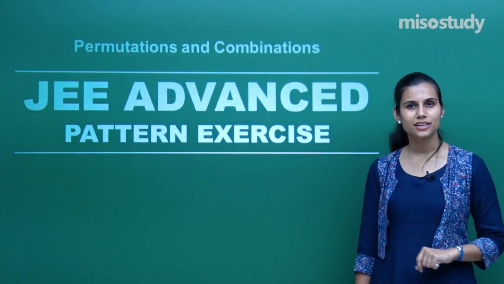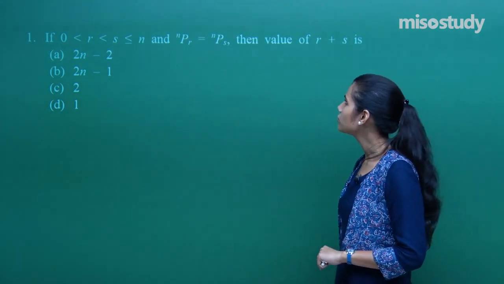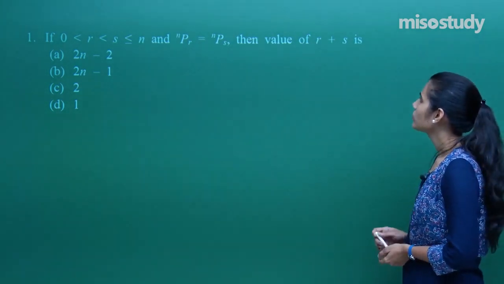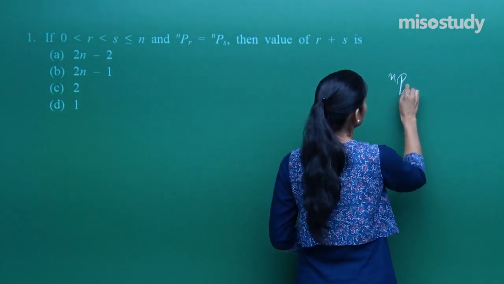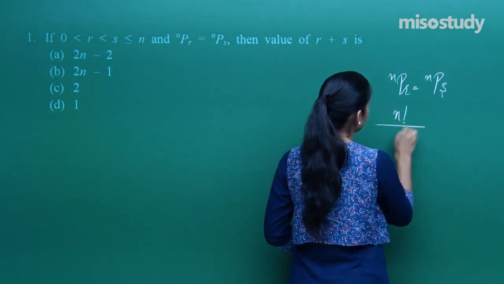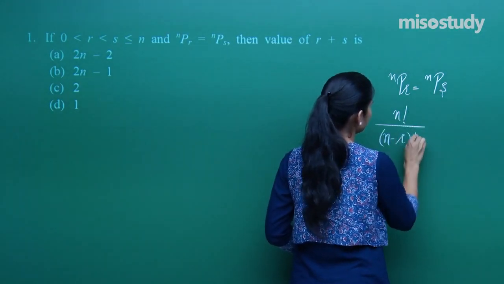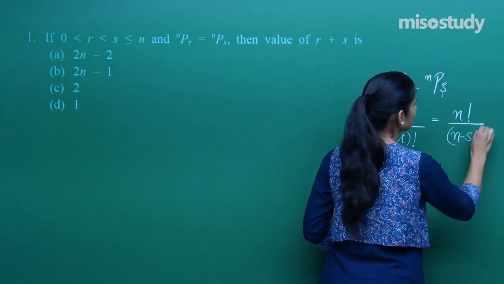Okay guys, let's begin the discussion over the questions. First one says that R is less than S is less than or equal to N. NPR is NPS, then what is the value of R plus S? Now it's pretty easy. If NPR is equal to NPS, that means N factorial upon N minus R factorial equals N factorial upon N minus S factorial.